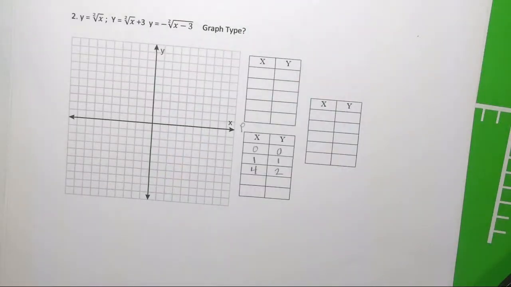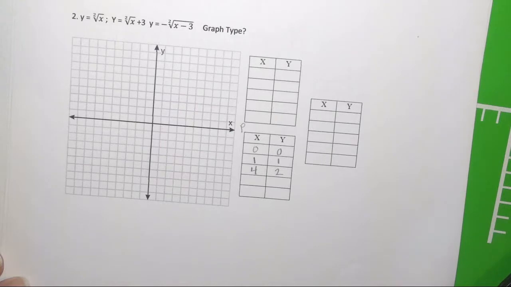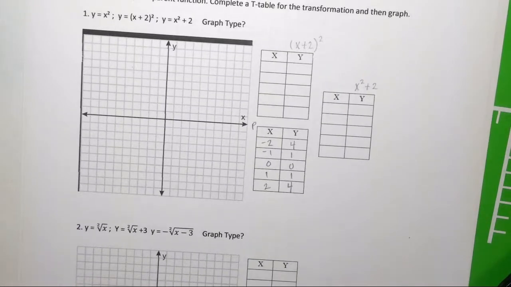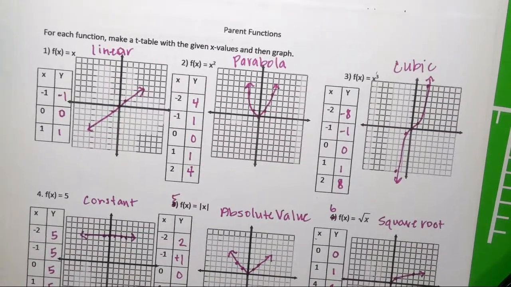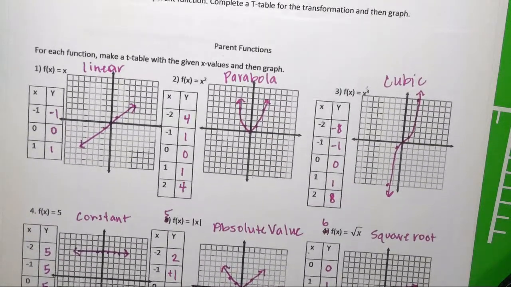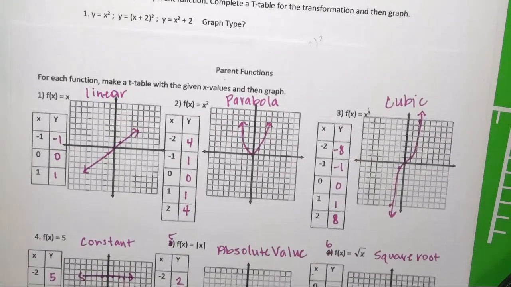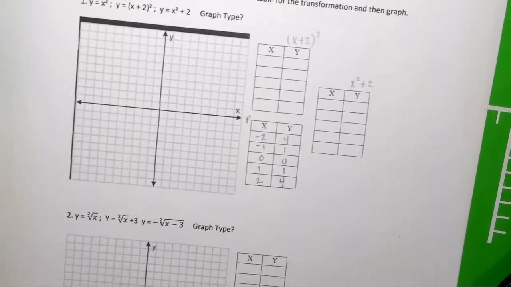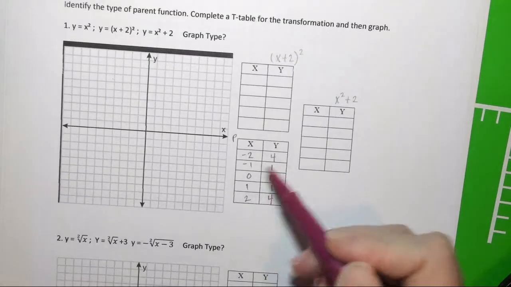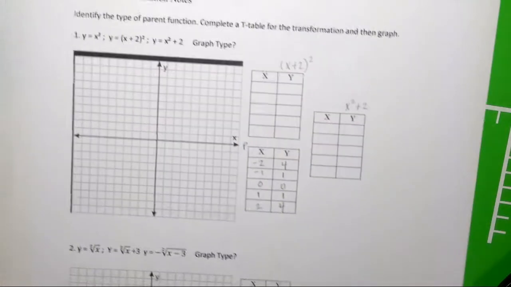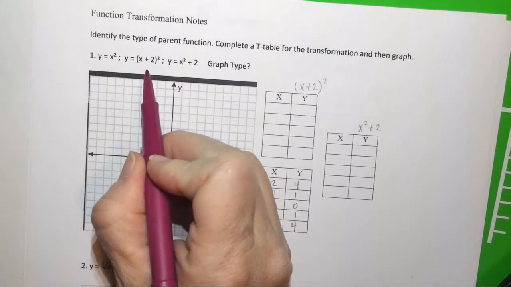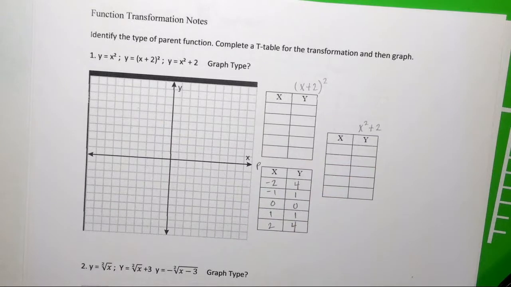And now let's look at some transformations. Transformations is just movements of these parent graphs. So once you have these parent t-tables done, you don't have to redo those. You can refer back to those once you've created the first one for your test, and when you're making these transformations, you can refer back to these t-tables. So on the parent graphs, I've already filled in your parent graph t-tables for you, and we'll look at how to adjust them when we have numbers thrown into our equation that change up our functions.